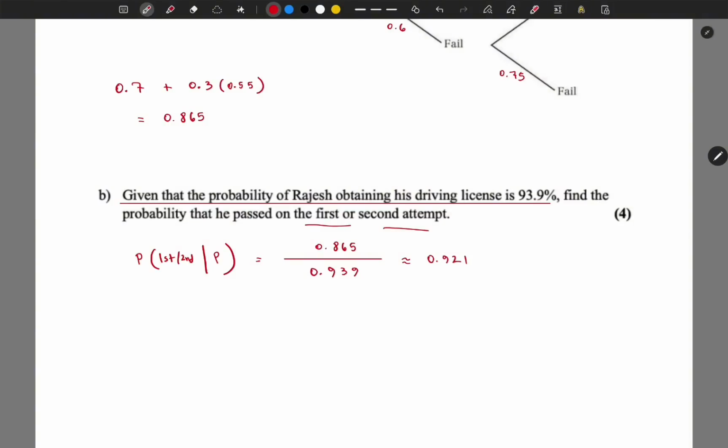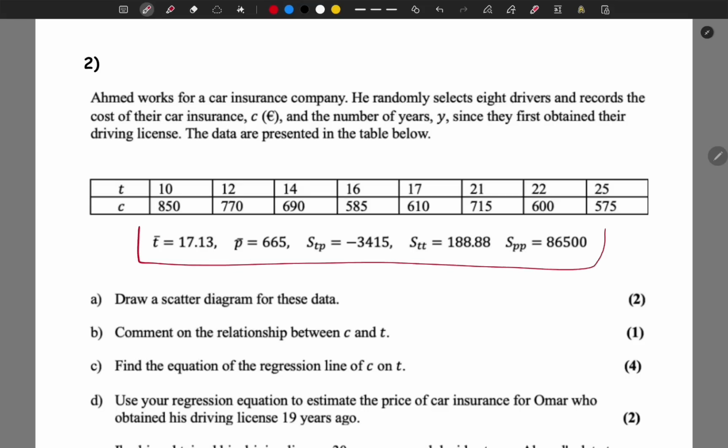Now moving on to the second question of the paper. Ahmed works for a car insurance company. He randomly selects 8 drivers and records the cost of their car insurance C and the number of years T since they first obtained their driving license. The data are presented in the table below. So they have given us a table and some values of some variables.